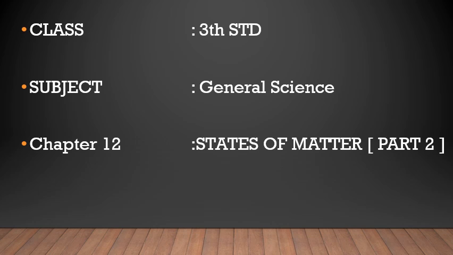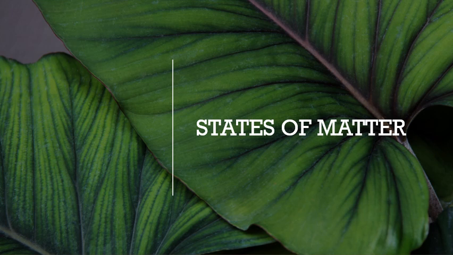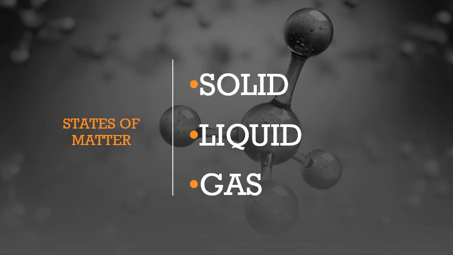The following video is for class 3, subject General Science, chapter 12, States of Matter, part 2. In part 1 of this lesson, we learned what is matter. So what is matter, children? Matter is anything that has mass and takes up space. Then we learned what the different states of matter are. States of matter means in which state it is, that we are going to learn now. So I'm reading out from page number 107 in your textbooks. So follow it and try to understand.